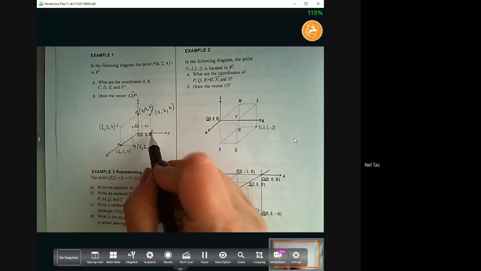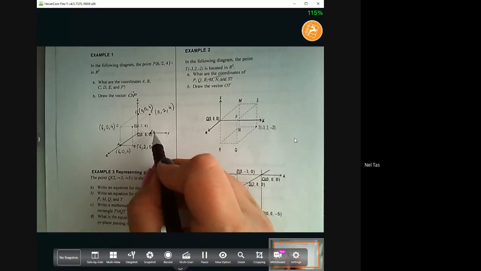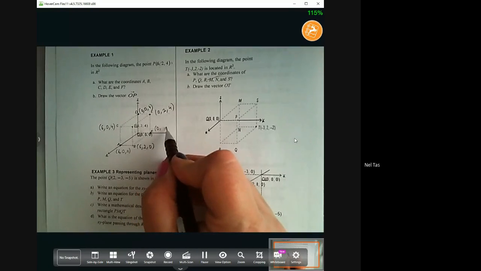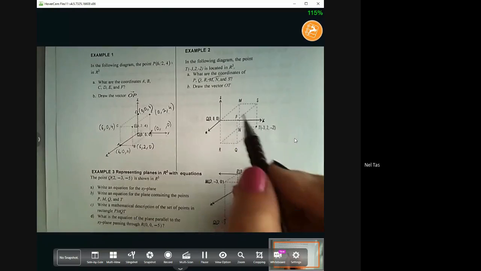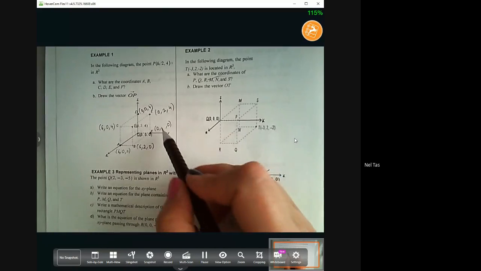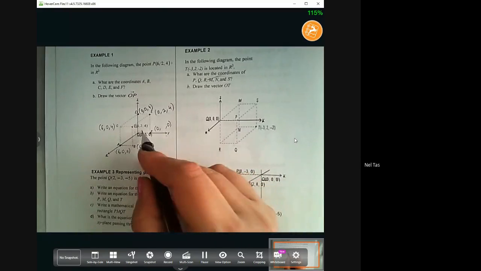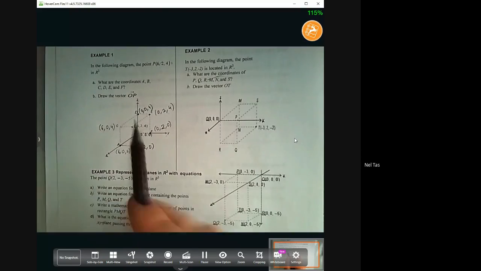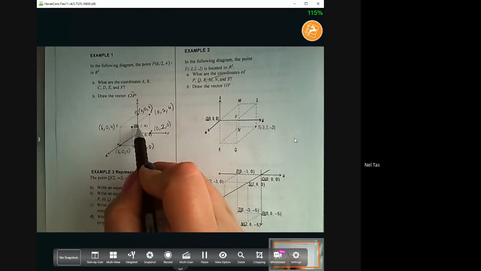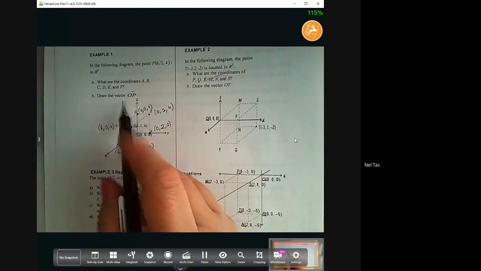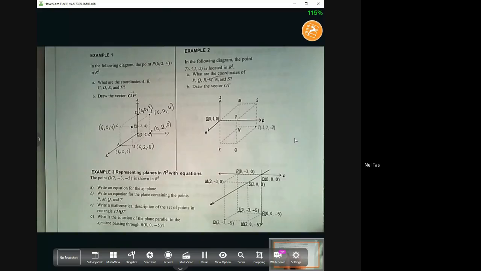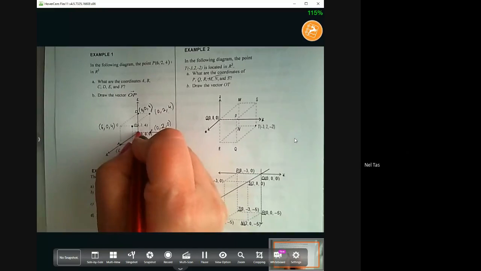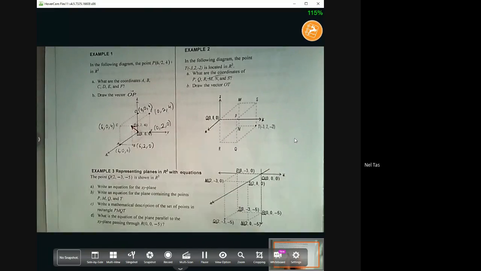Point F is located on the y-axis. So we know that the x and z coordinates are 0. And the y coordinate, using this point, is 2 units on the y-axis. Yes, that's it. And as you see, the point P is here, right? (6, 2, 4). So draw vector OP. We start from the origin and then draw this vector here, with its head at point P.